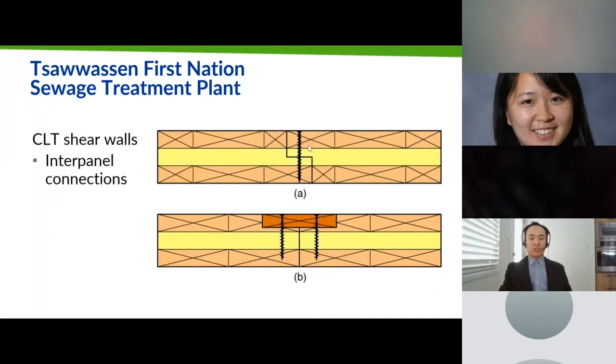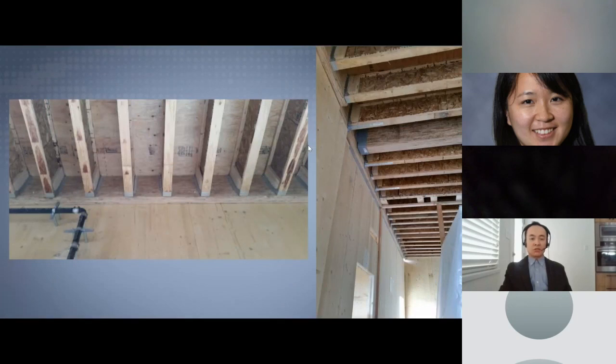What's often done is that the interpanel connection is either done as a half-lap connection, as shown in case A in plan view, or what's called a spline connection, as shown in case B on plan view. And we went with the spline connection for this project. So just want to show some pictures.